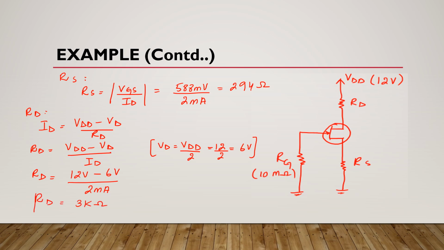So this is the value of drain resistor and this is the value of source resistor that are required to set up an approximate midpoint bias. So this is your answer.